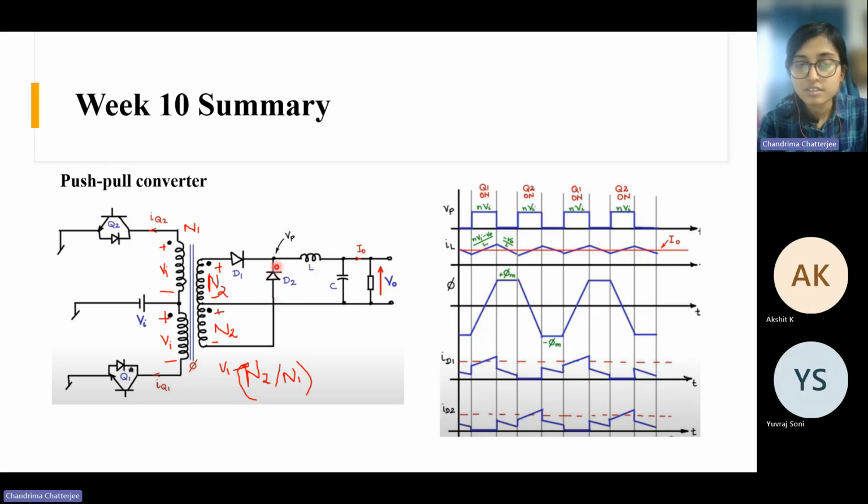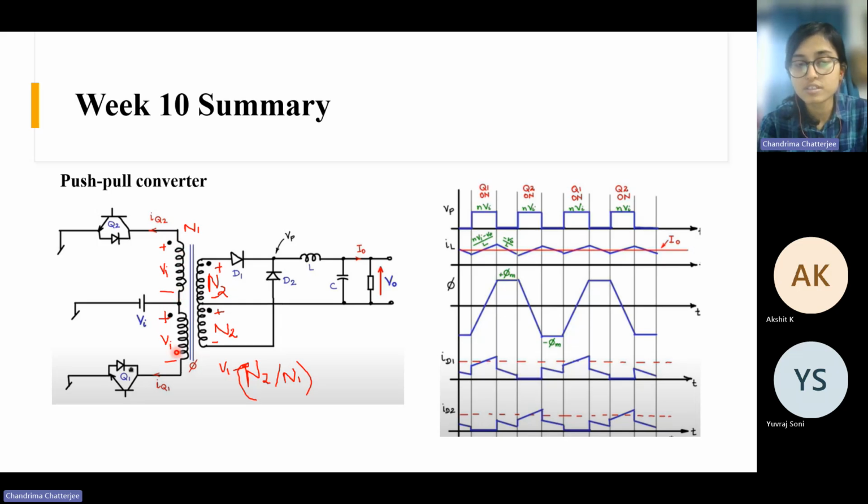Now here if you see, this current is coming towards the dot, and here the current is coming out. So the mmf in this winding and the mmf in this winding will cancel each other. So there will be no voltage induced during this interval when the inductor is freewheeling. As there is no voltage here, therefore there will be no voltage in the primary winding also.